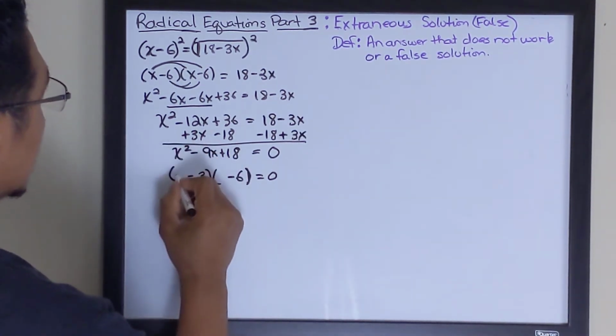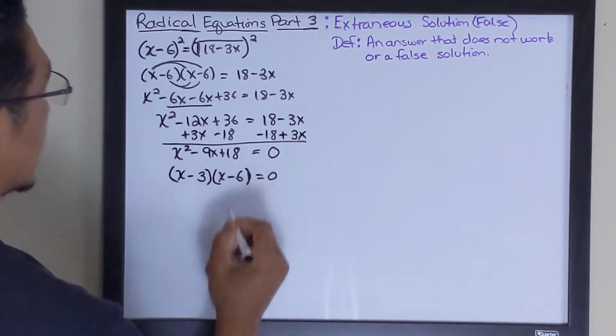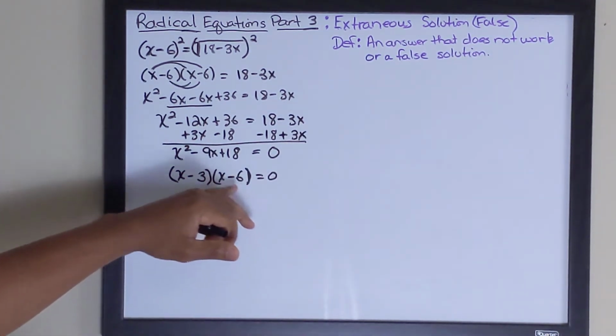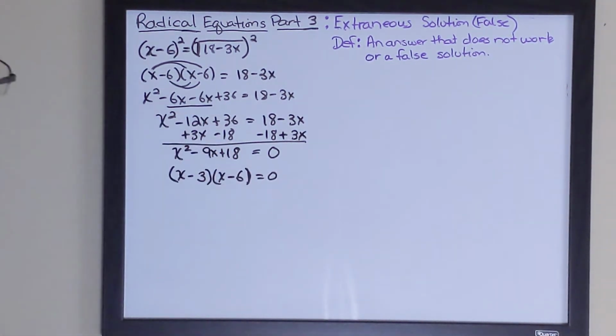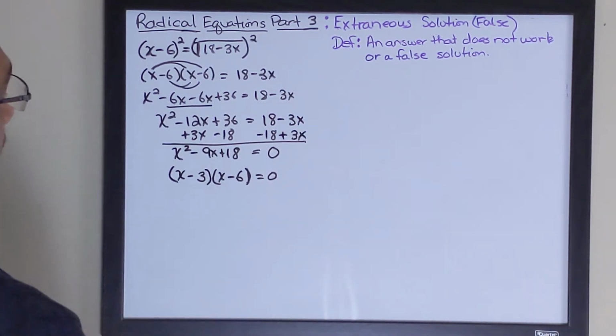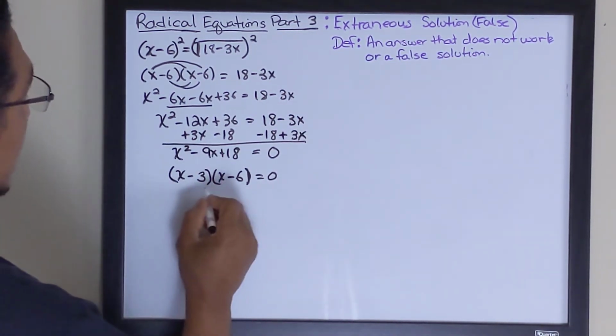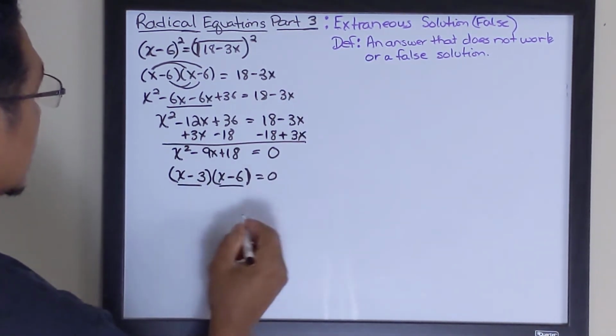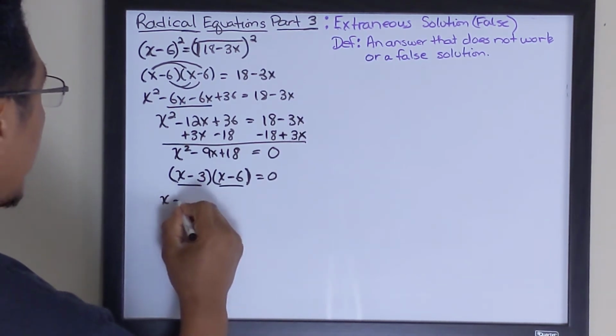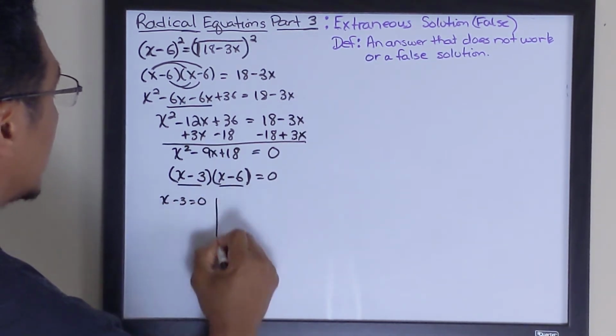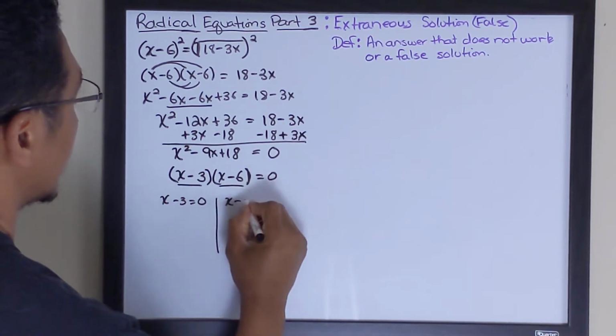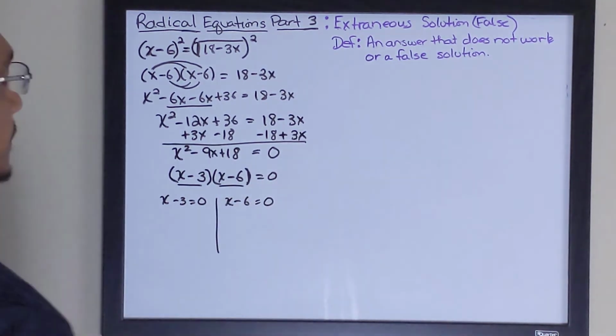And of course our variable's an x, we'll put an x right here. So now we have two factors when we broke down this polynomial. And the next step is to just basically solve for x by setting each one of these factors equal to 0. So let's go ahead and do that. x minus 3 equals 0. The other one is going to be x minus 6 equals 0.